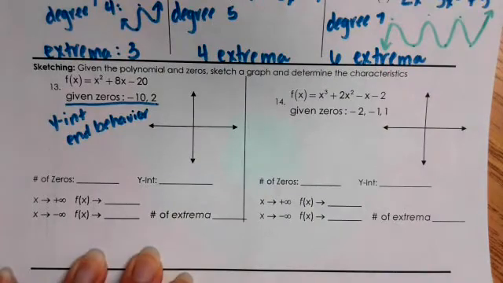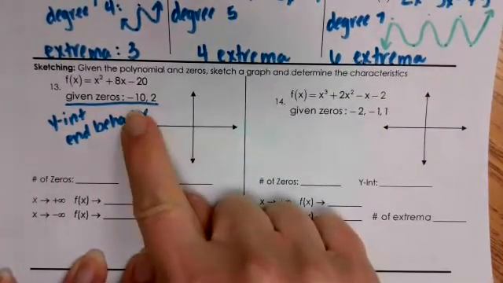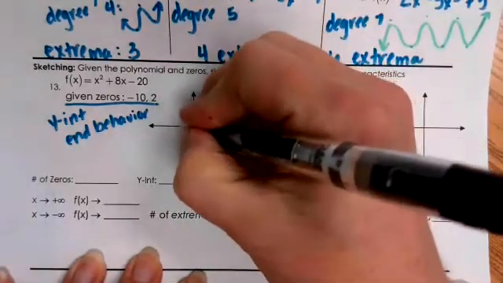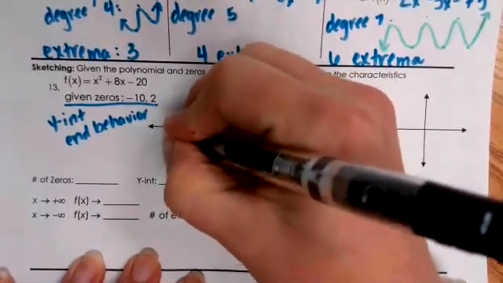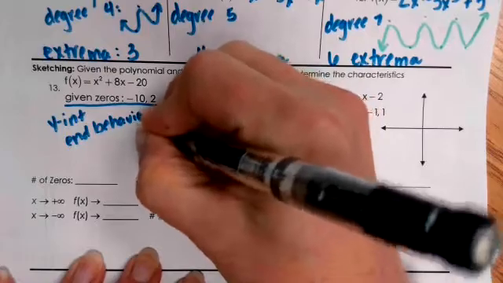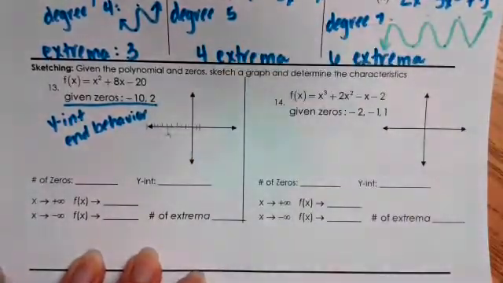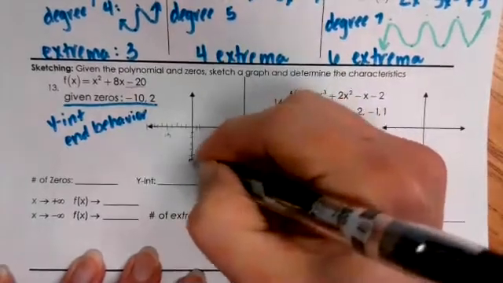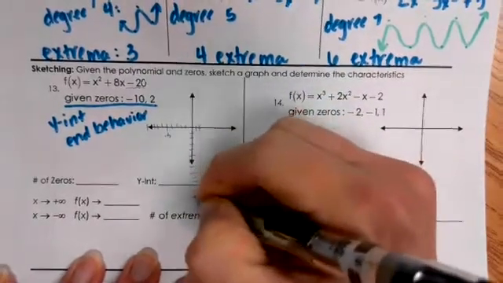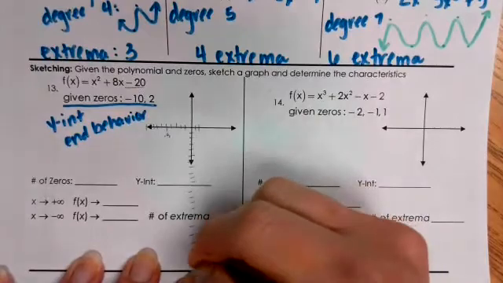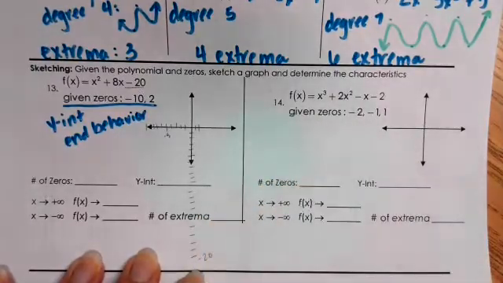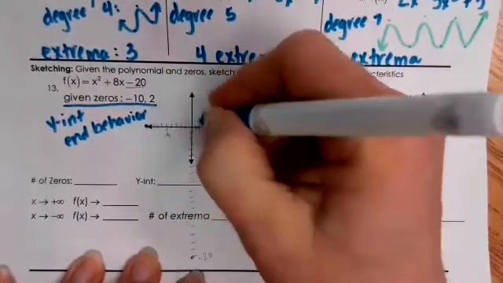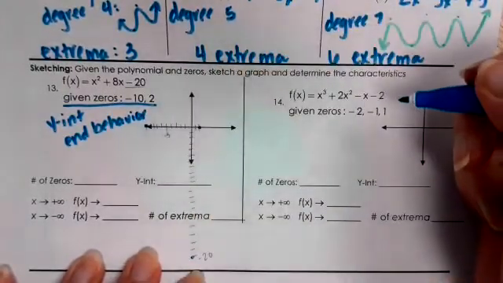So I have 2 zeros. One is at negative 10, one is at positive 2. So 1, 2, 3, 4, 5, 6, 7, 8, 9, 10, and then at 2. All right, my y-intercept is at negative 20. So there's negative 20. All right, so I need to touch at negative 10, at negative 20, and at 2.